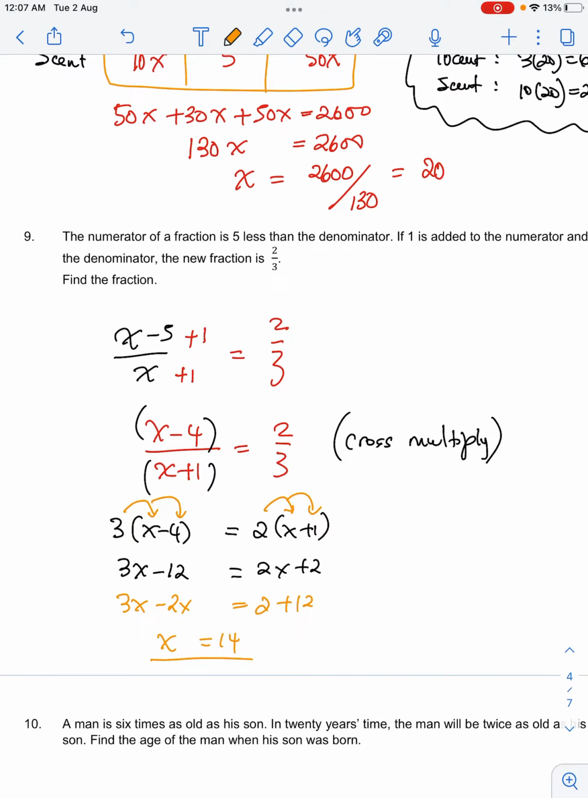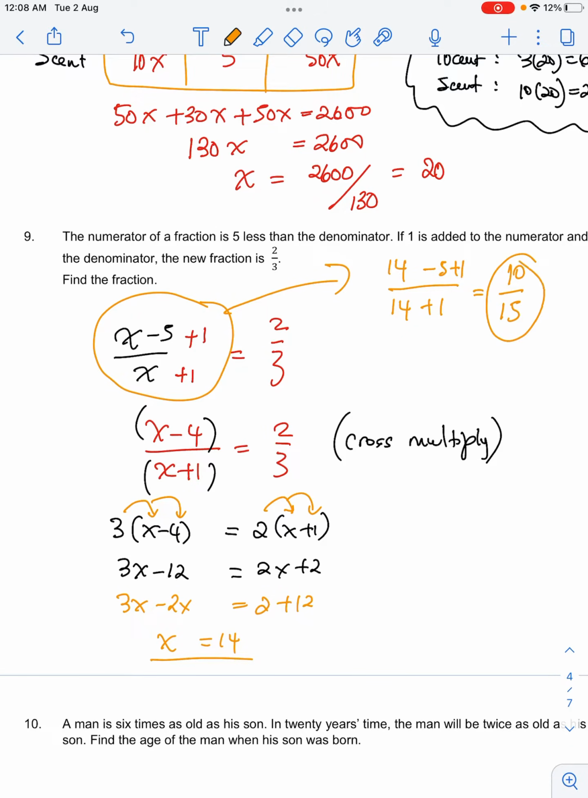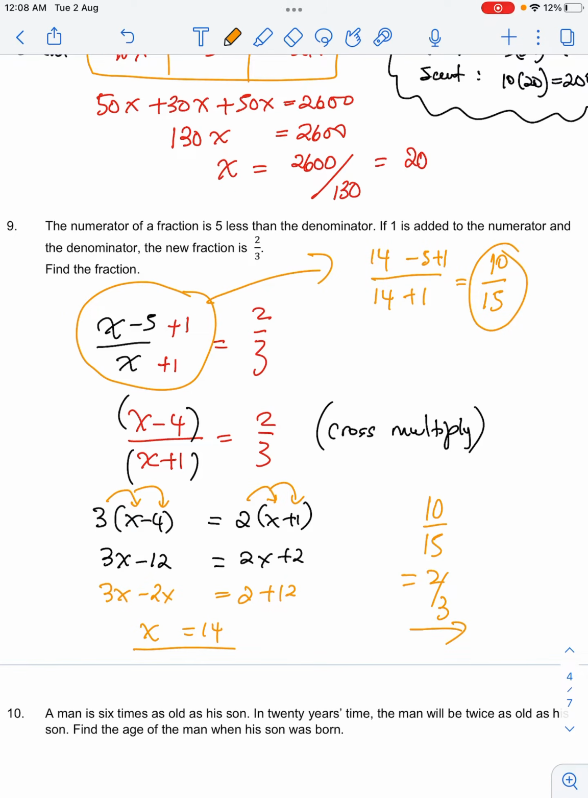So what does it mean? If I take this whole part here, I'm going to have 14 minus 4, that is 14 minus 5 plus 1, over 14 plus 1. So the fraction becomes 10 over 15. And if you check on your calculator, you will see that 10 over 15 simplifies to 2/3. Interesting question, that one. Don't you agree? Question 10.